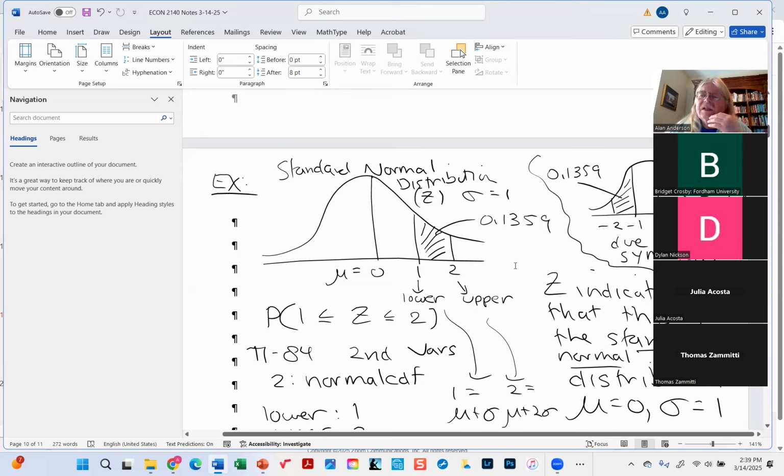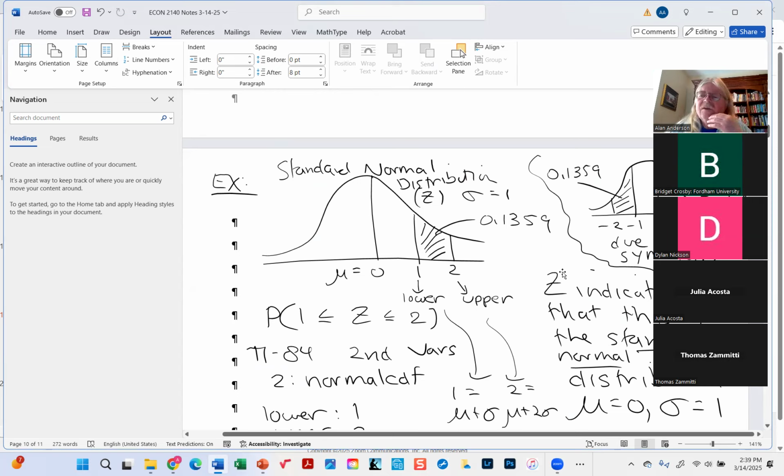So how does one do this with a calculator? If you remember, the function we need is called normal CDF. It's found in the menu second vars. And use number 2, normal CDF. And when you get there, you'll recall that it asks you for 4 things: the lower limit, the upper limit, the mean, and the standard deviation. Okay. So now, since this is the standard normal distribution, we know to make the mean 0 and the standard deviation equal to 1. The lower and the upper limit are these two numbers.